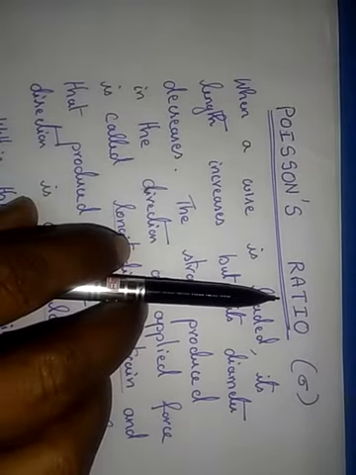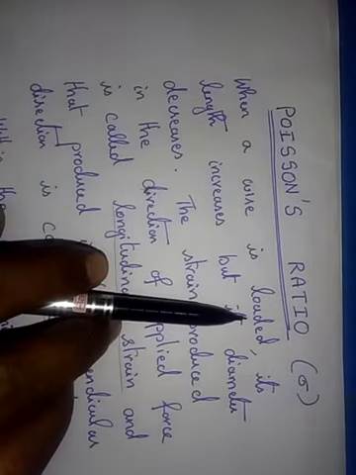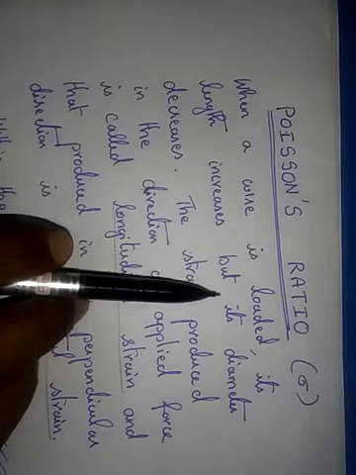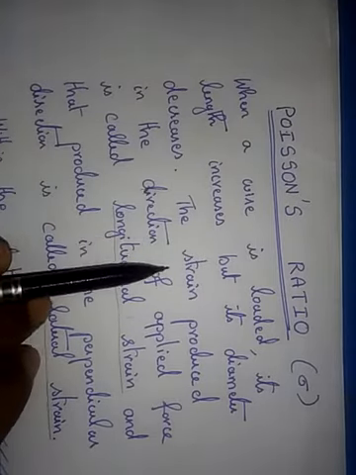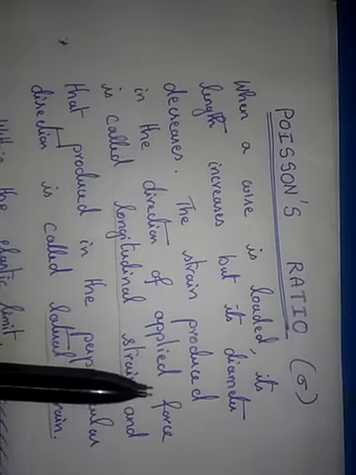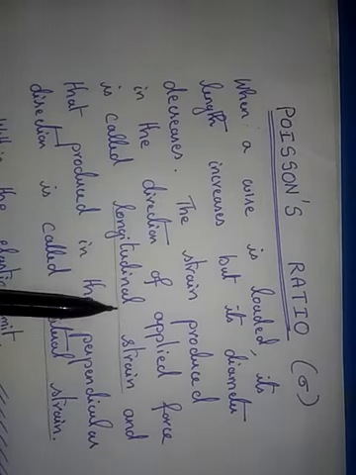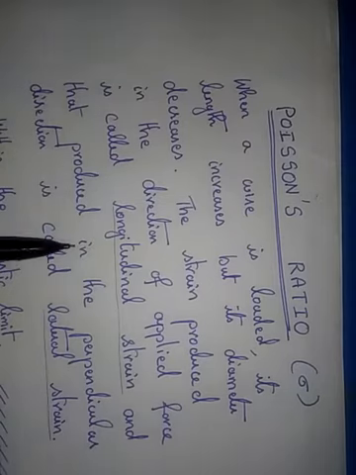Poisson's ratio, sigma. When a wire is loaded, its length increases, but its diameter decreases. The strain produced in the direction of applied force is called longitudinal strain, and that produced in the perpendicular direction is called lateral strain.